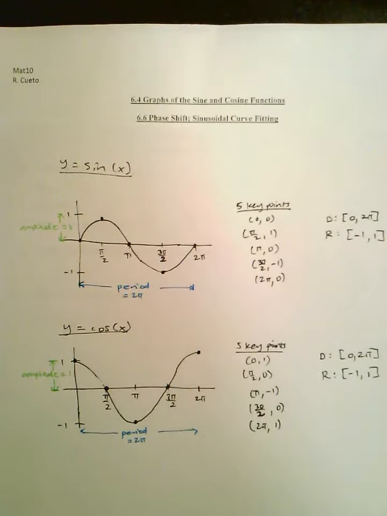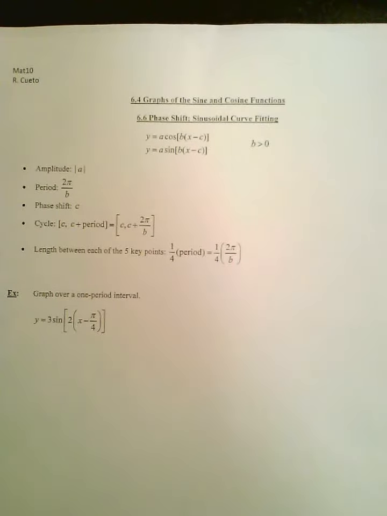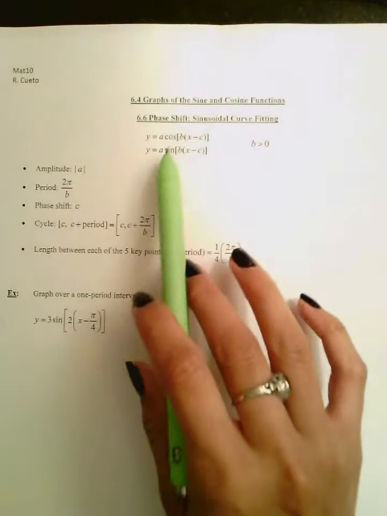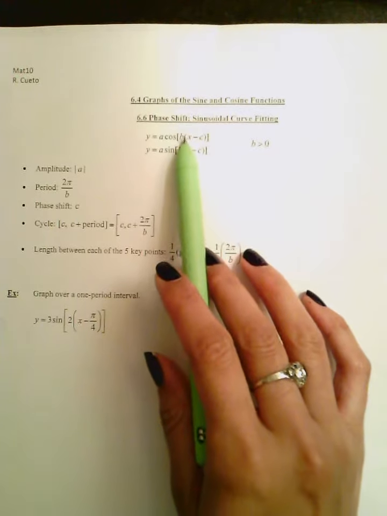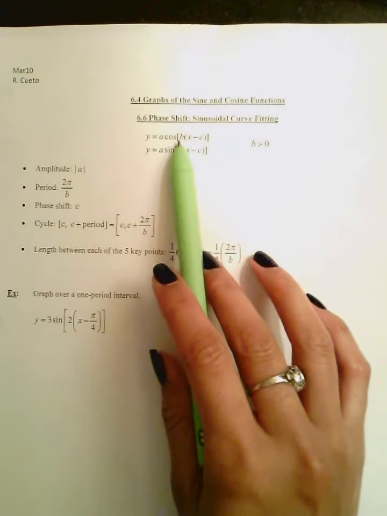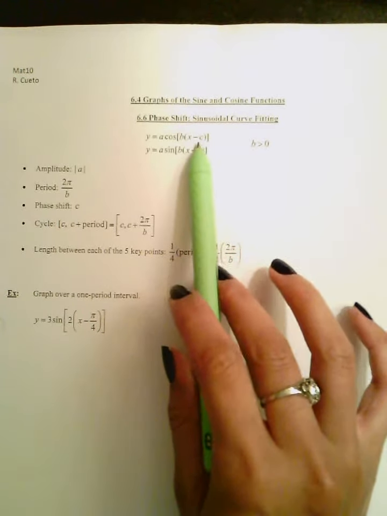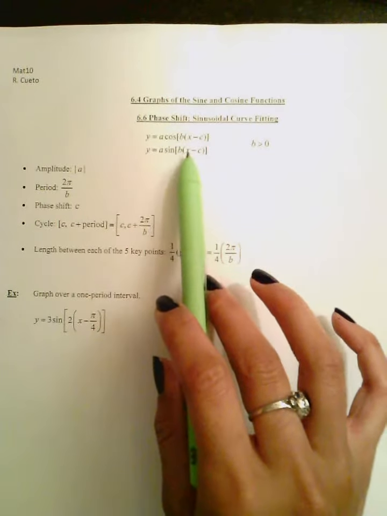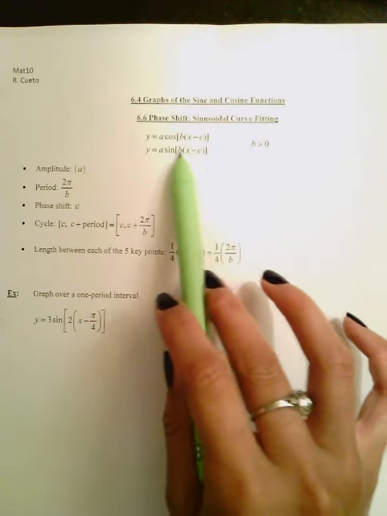Alright, let's go ahead and now let's go over graphing with transformations. So the way that I'm going to write the function is y is equal to a cosine of b times x minus c. So basically, if you have anything inside of cosine, you want to put it into this form. If you have anything inside of the sine, you want to make sure you put it into this form.